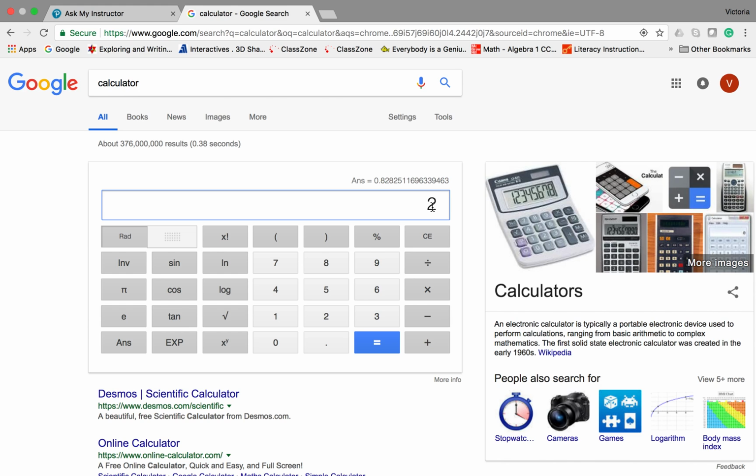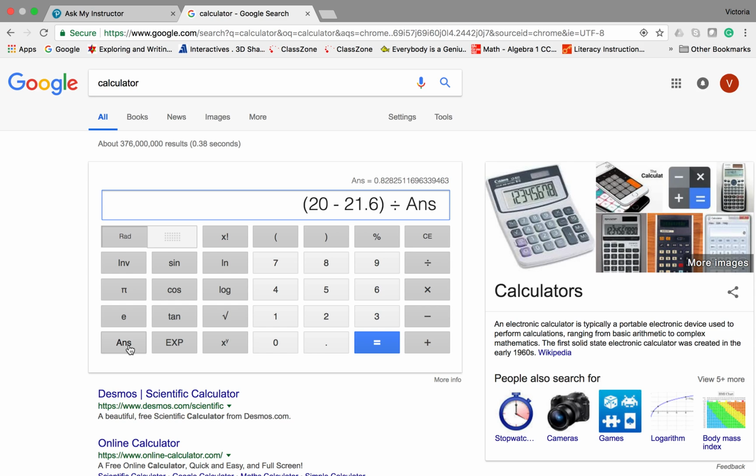Okay, so I've got 20 minus 21.6. And you know what I should really do here? I should put parentheses, because then I won't have to get rid of this whole calculation. I'll have this answer up here that was kept for me. So I'm going to do 20 minus 21.6, close the parentheses, and divide by my previous answer.